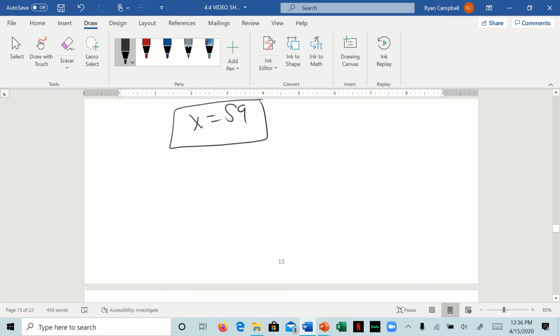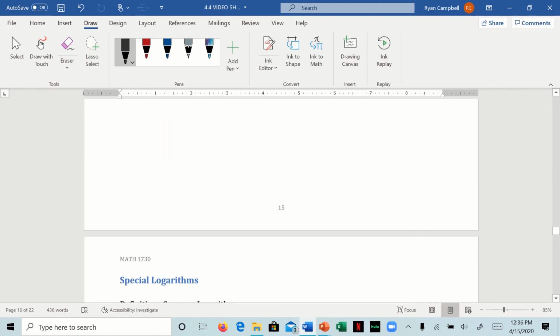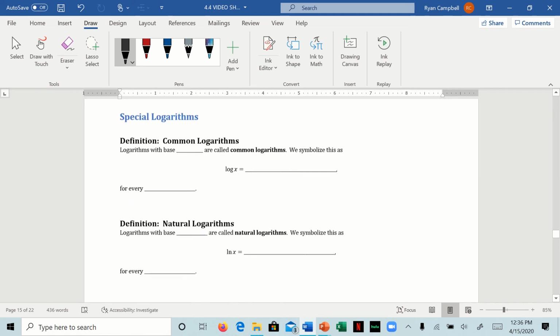All right, let's talk about some special logarithms. We'll do some more problems like this in the next sections as well. So some special logarithms. If a logarithm is called a common log, it's because it has a base of 10. And basically the way we write it is we just write it log x. So if you see log of x without anything, that's just going to be log base 10 of x. And of course, x has to be positive.